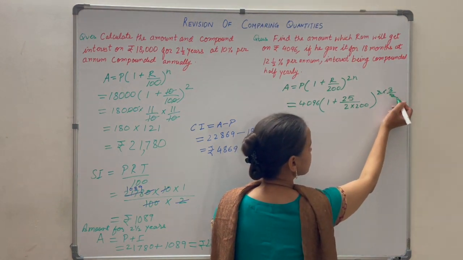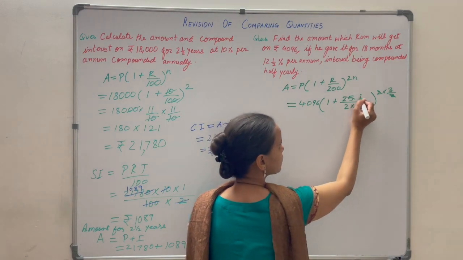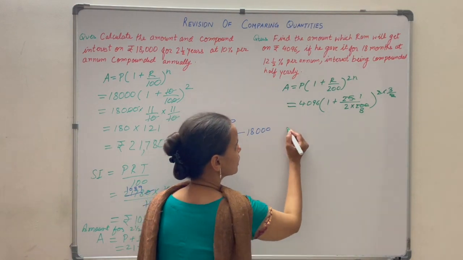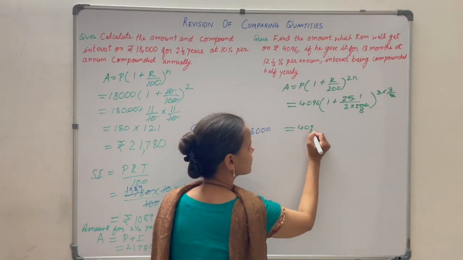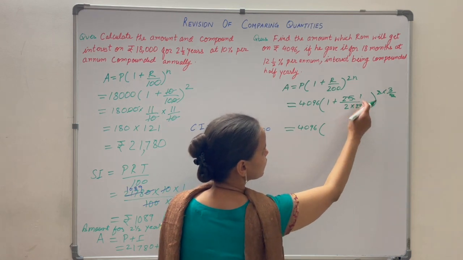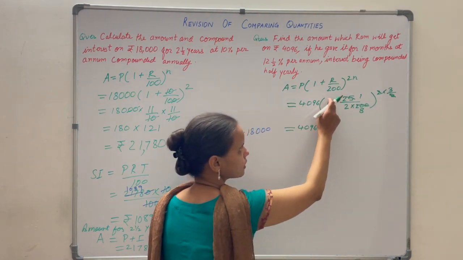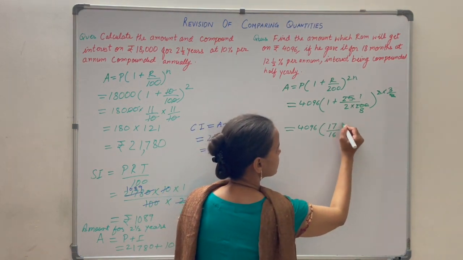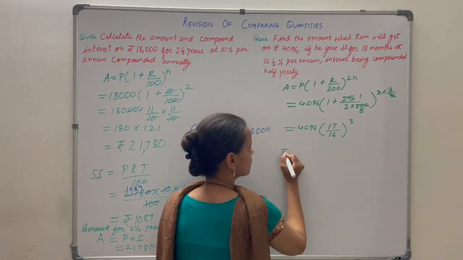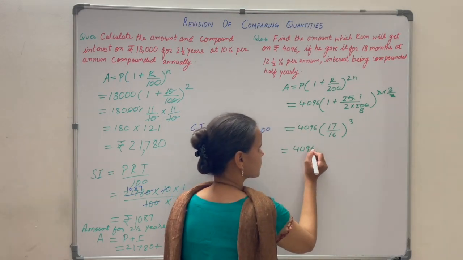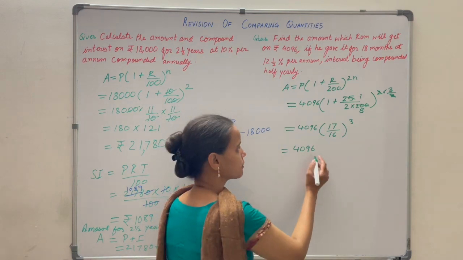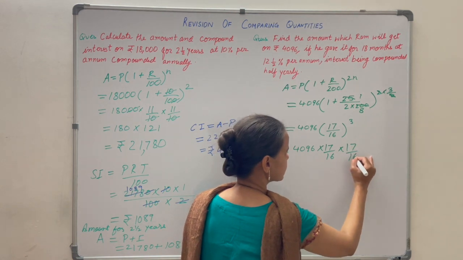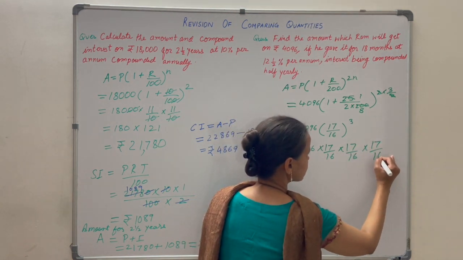So you can cancel these 2. And here you can cancel 25 with the 25. 25 into 8 is 200. So what do you get here? 4096 into, here you get 1 upon 16. So here also 16 upon 16. So 16 plus 1 is 17. So 17 upon 16 raised to the power 3. So let us write it down. 4096 into 17 upon 16 raised to the power 3 means this will be multiplied 3 times. 17 upon 16 into 17 upon 16 into 17 upon 16.